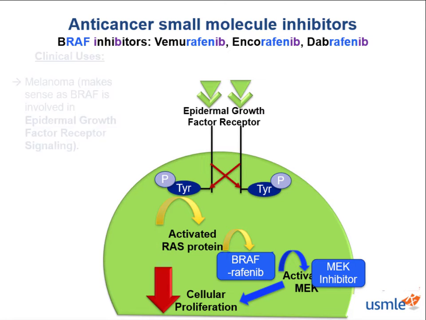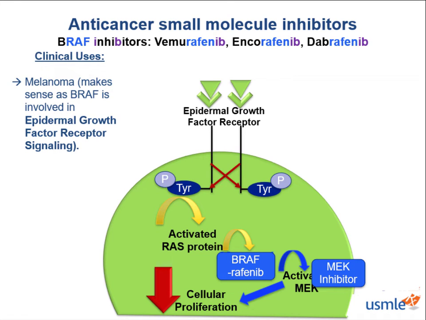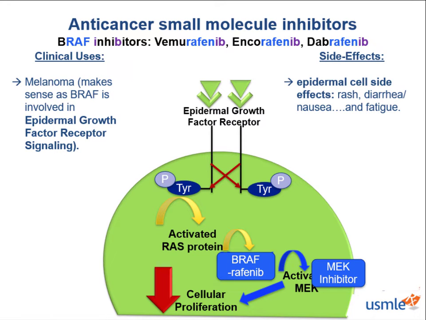Now, let's talk about clinical uses. These agents are commonly used to treat melanoma. This is one clinical use you should probably know for test day, but it is really intuitive because you understand the signaling pathway. See, BRAF is downstream of the epidermal growth factor receptor. Melanoma involves the skin, so excessive epidermal growth factor receptor pathway signaling leading to cancer makes sense. The side effects are also intuitive. Again, they are epidermal side effects like rash, epidermal skin cells, and diarrhea and nausea, epidermal GI tract cells. And finally, these drugs can also cause fatigue.